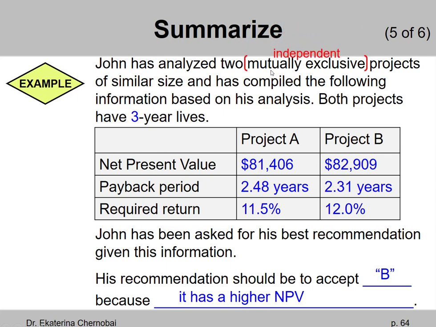Now, what if we change the wording and say that projects A and B are independent? Would that change our result? The answer is yes. Independence means we accept all projects which are good. Both A and B look good based on their net present values because both net present values are positive. So in this case, we are going to accept both projects because they both have their net present values above $0. So be careful with the wording. It can completely change your conclusion.